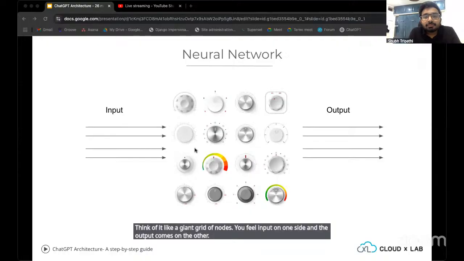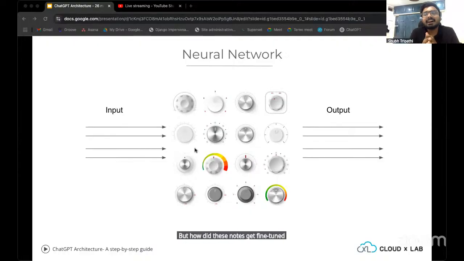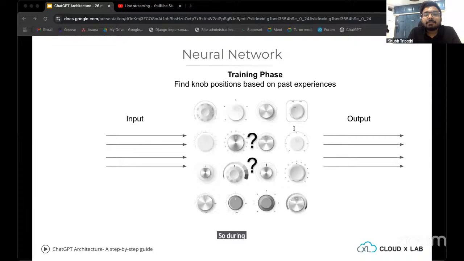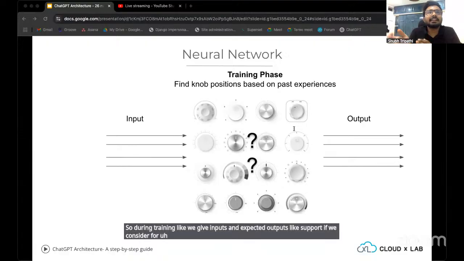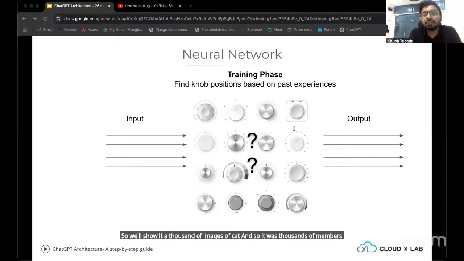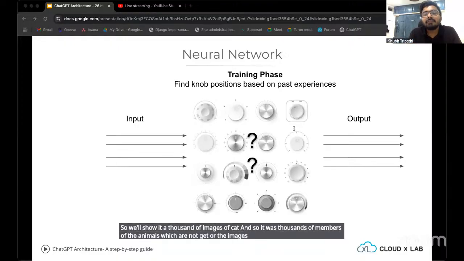But how do these knobs get fine-tuned? Are they random knobs and it just works? No. That's what training our machine learning model is all about. During training, we give inputs and expected outputs. Suppose we are training a neural network to classify whether an image is of a cat or not. We'll show it a thousand images of cats and a thousand images of animals which are not cats, and we will tell it that this one is a cat and this one is not.